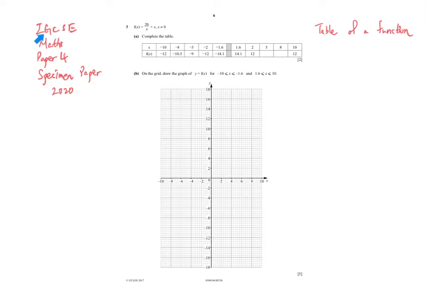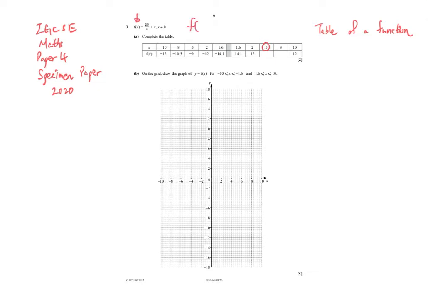So here we continue to IGCSE Mathematics Paper 4, Specimen Paper 2020. Question number 3a. This is about the table of a function. So what we do, we just simply substitute x equal to 5 into the function.